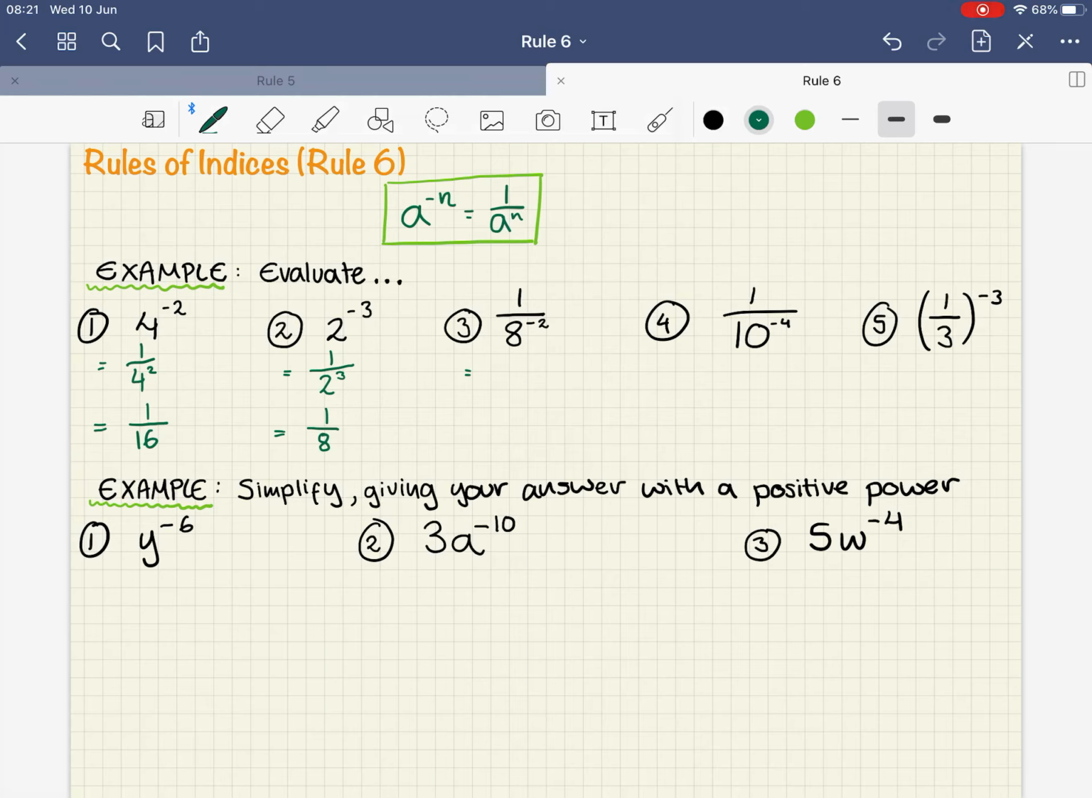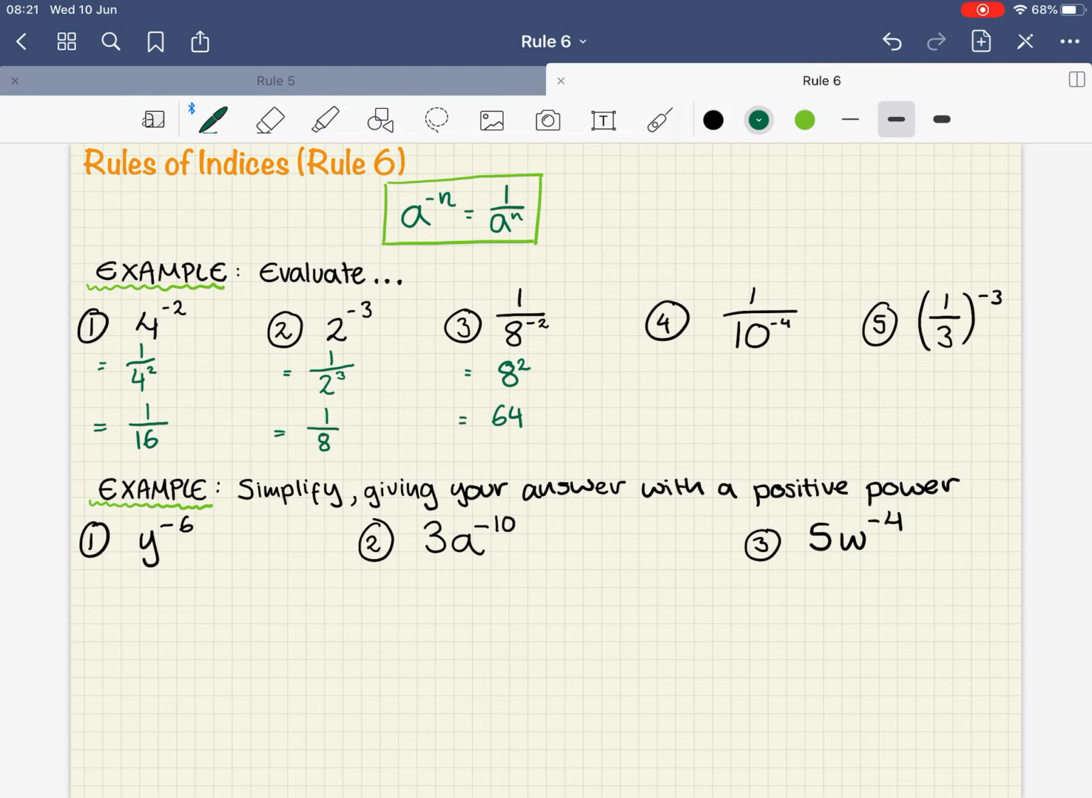Now, this one here, I've already got my fraction and the power is on the bottom. And it's kind of just the reverse. I can flip things back up to the top of the fraction. So I can flip that back up to the top and drop the power. And so then 8 squared is just 64.